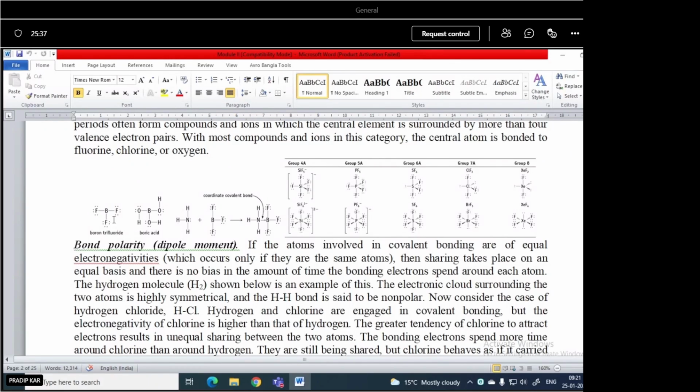Okay, to accept the lone pair from nitrogen to form the ammonia adduct.